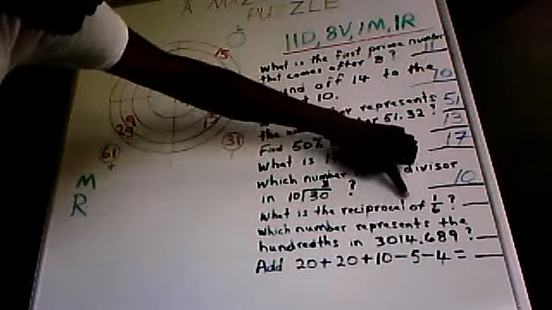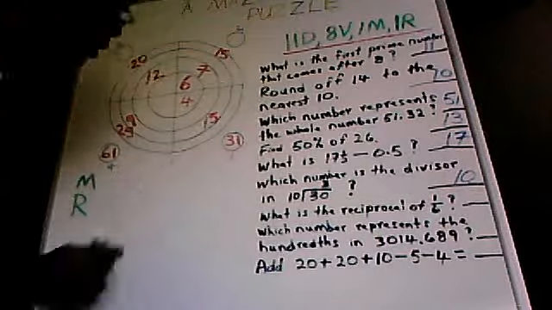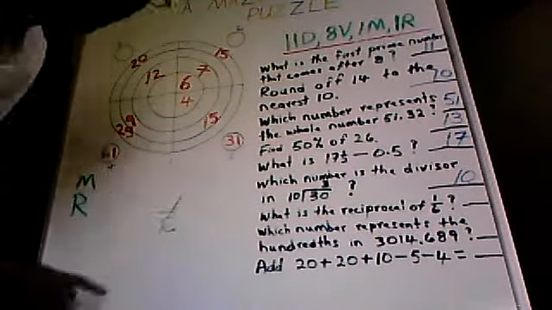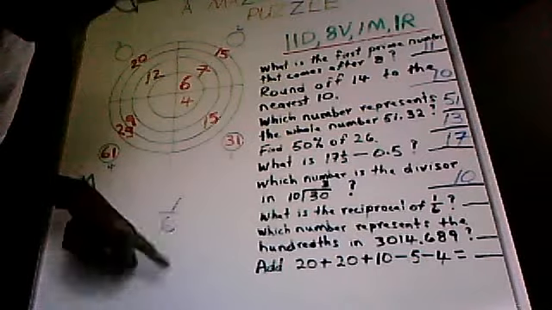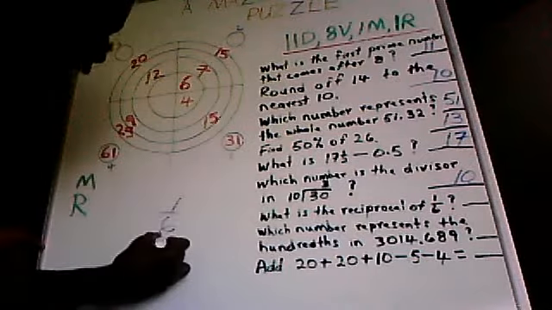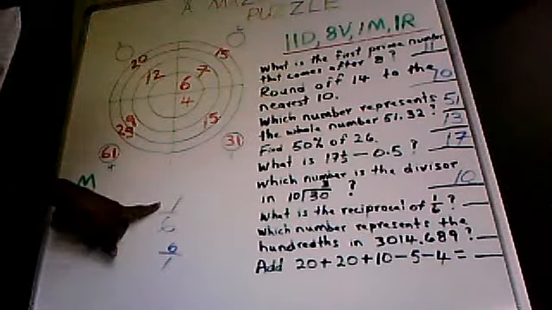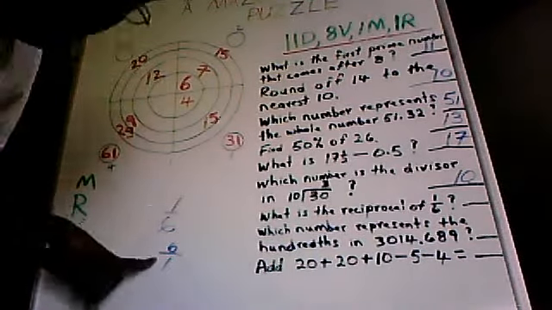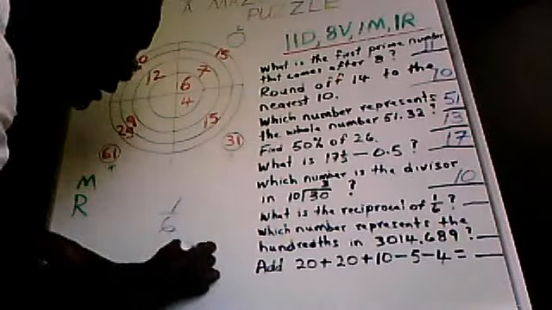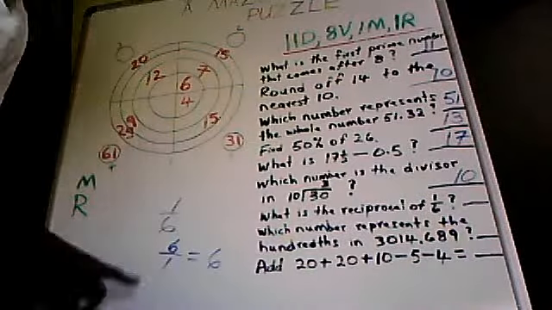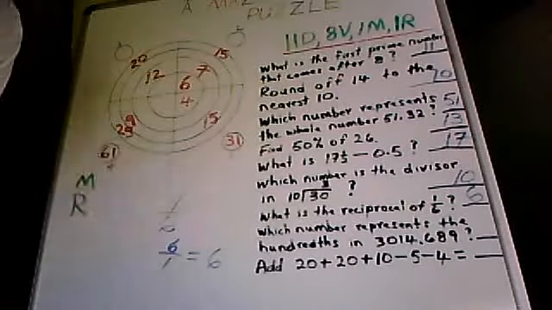What is the reciprocal of 1 over 6? You simply flip it to find the reciprocal, so it is 6 over 1. So the reciprocal of 1 over 6 is 6 over 1, and 6 over 1 is the same as 6. So the reciprocal of 1 over 6 is 6.